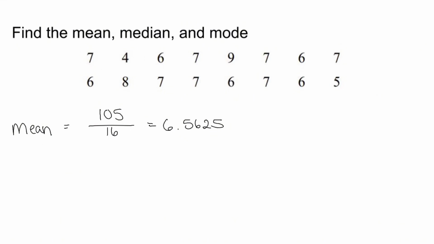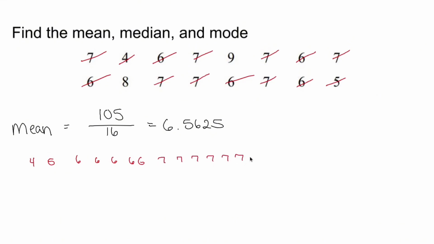In order to find the median, what I really need to do is list these numbers in order. So let me quick do that. The smallest is 4. All right, so let me just write them out here. 4, 5, five sixes, seven sevens, an 8, and a 9, and that should do it.